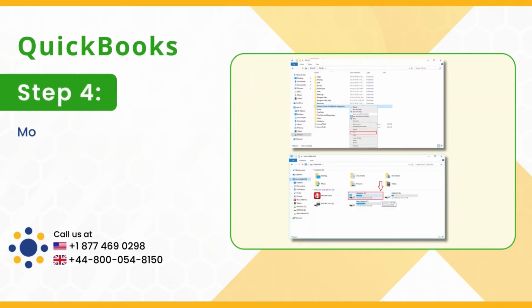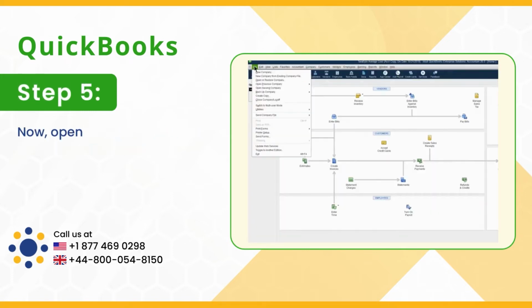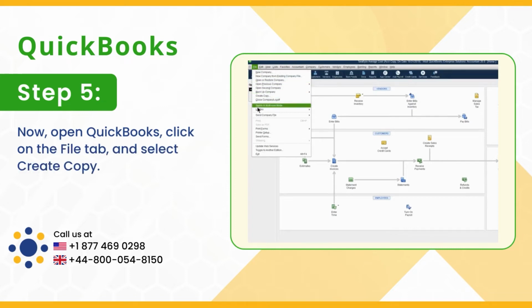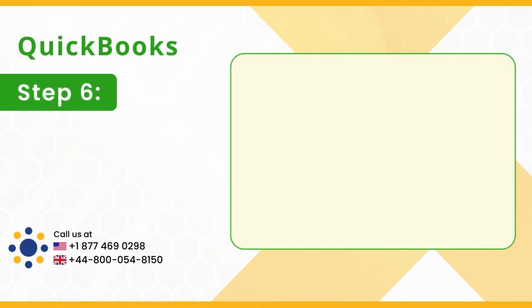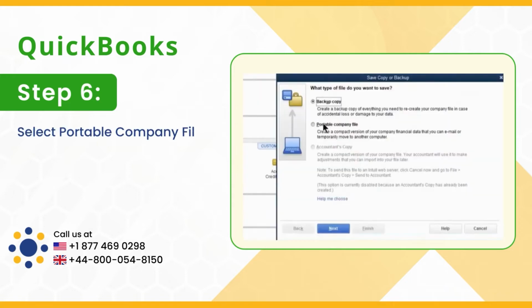Step 4. Move your company file from this folder to C drive. Step 5. Now, open QuickBooks, click on the File tab, and select Create Copy. Step 6. Select Portable Company File and click Next.